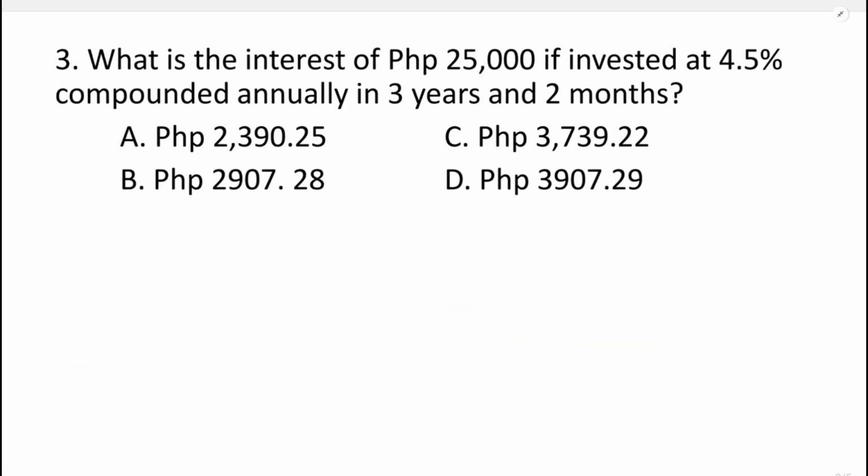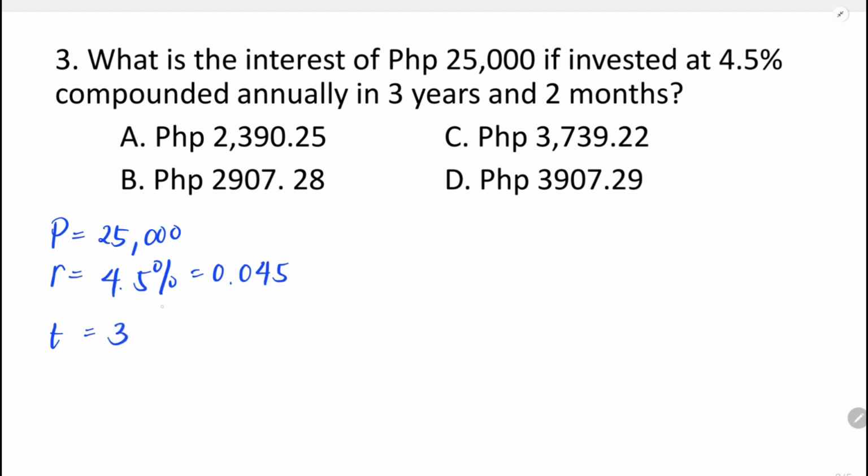What is the interest of 25,000 if invested at 4.5% compounded annually in 3 years and 2 months? Given is P. P is 25,000. R is 4.5% or 0.045. Our T, this is 3 years and 2 months, 3 and 2 over 12. So, kapag months ang pinag-uusapan, i-divide nyo yung given na months doon sa 12. So, 12 months sa isang taon.